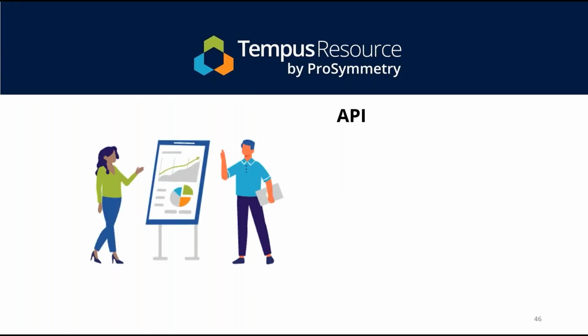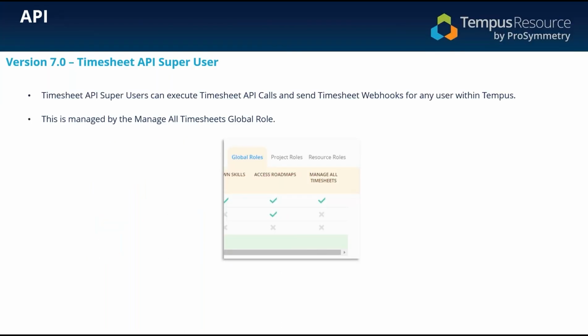And then we have a couple API updates as well within this current version. The first one will be the concept of a timesheet API super user. So in the past, when working with the API and timesheet calls, you were only capable of making timesheet calls against the resources that you essentially were the manager for or yourself. This restricted some of the capabilities when trying to make some of those updates, like submitting timesheets on users' behalf and updating timesheets on their behalf, as well as some capability on the subscription and webhook side of things.